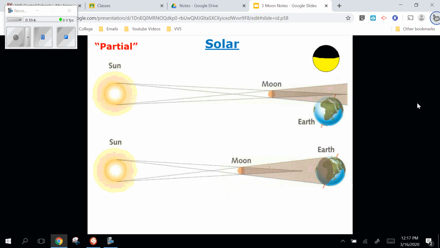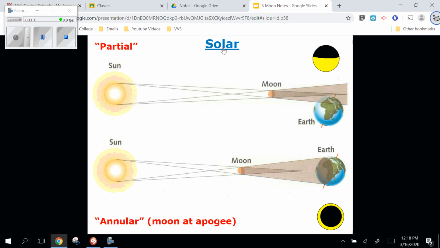Okay? On the bottom, now we have what's called an annular solar eclipse. Here, the moon is at apogee. The moon is far away from the Earth, and because it's so far away, it looks really small in the sky, so it can't completely cover the face of the sun. And so we can actually see the edge of the sun around the moon. It's like a little ring of the sun around the moon.